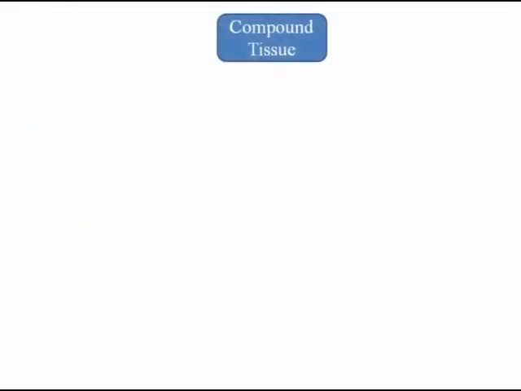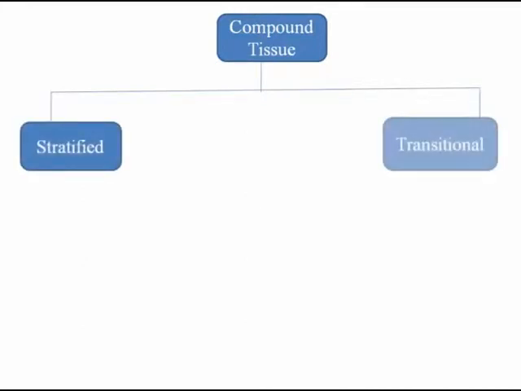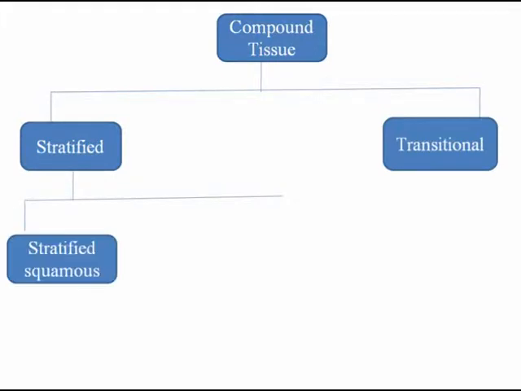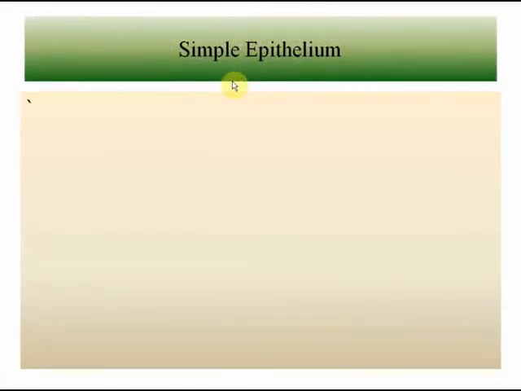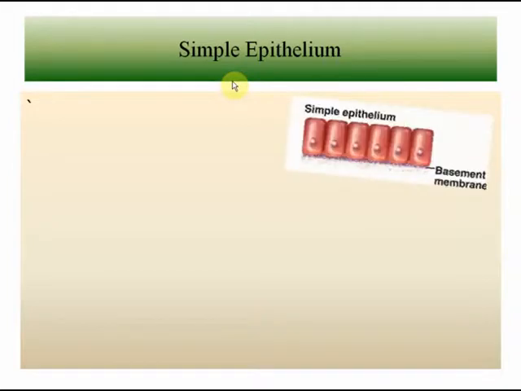Now, compound tissue. Compound tissues are further divided into stratified and transitional tissues. And stratified is further divided into stratified squamous and stratified cubical. Stratified squamous has the following subdivisions: keratinized and non-keratinized. So, first of all, we'll study simple epithelium.